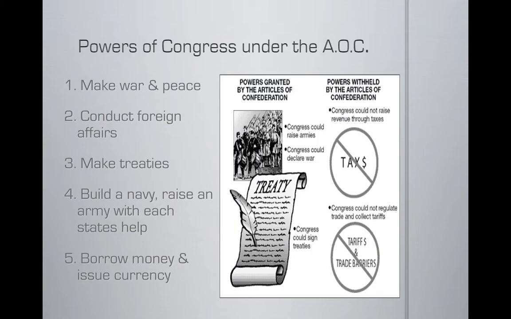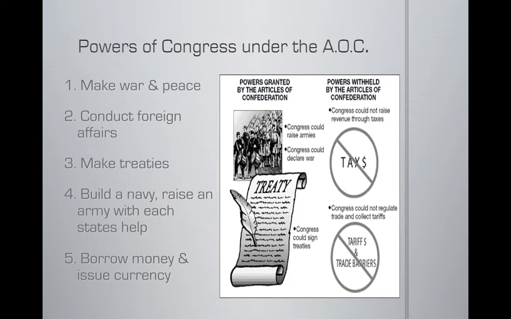So what powers does the Congress have under the Articles of Confederation? And remember, when you think of Congress, you're thinking of a group of people that make laws. First of all, they can make war and peace, which is good because these are the guys who will actually make peace with Great Britain with the Treaty of Paris. You can conduct foreign affairs, so you can meet with allies and discuss how you're going to divvy things up. You can set up trade, things like that. You can make treaties, the Treaty of Paris being a good example.